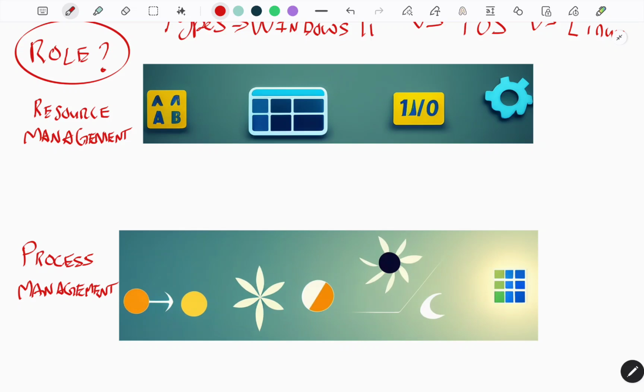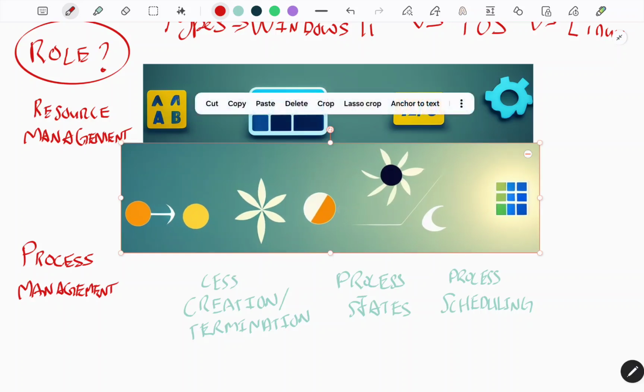Also, the role of this OS in the process management is to coordinate the state of the process, whether it is running, whether it is frozen, whether it is created or stopped, which is terminated. And also we look at the process scheduling: which process should go first, which process should not be the priority, and so on.